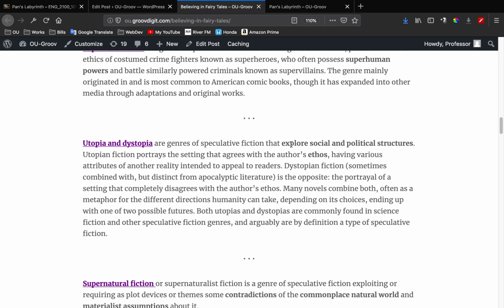Many novels combine both, often as a metaphor for the different directions humanity can take, depending on its choices, ending up with one of two possible futures. Both utopias and dystopias are commonly found in science fiction and other speculative fiction genres, and arguably are by definition a type of speculative fiction.